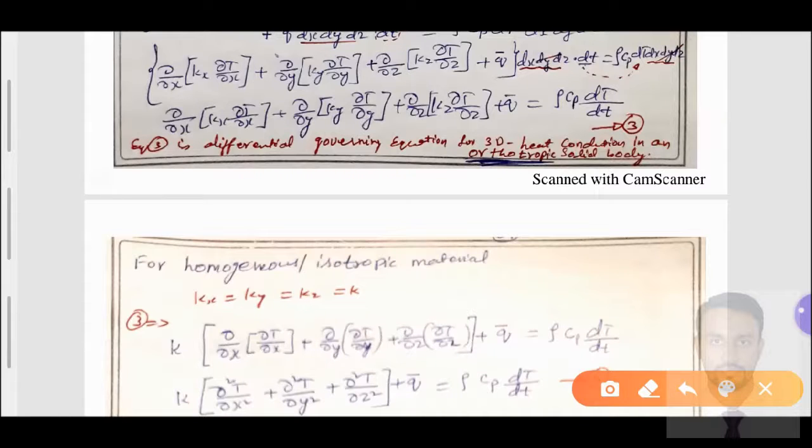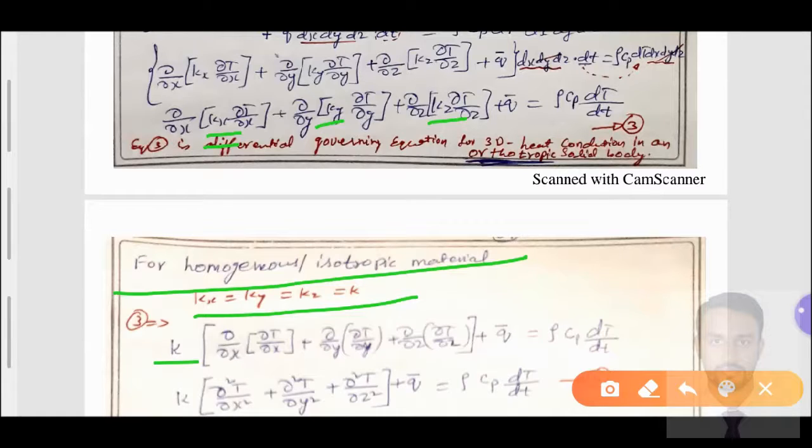You can see here now for a homogeneous and isotropic material, where kx, ky and kz are called k, the conduction heat transfer along the xyz directions, all the values of the conduction remain the same for isotropic material. For orthotropic material, in all directions it is different. Then I'll take k common here, then dou by dou x into dou T by dou x we have here. Similarly, dou by dou y into dou T by dou y, similarly, dou by dou z into dou T by dou z we have here, plus q bar is equals to, this will remain the same.